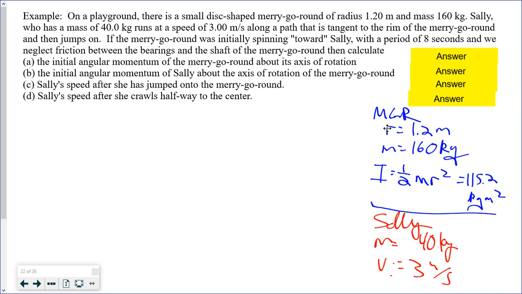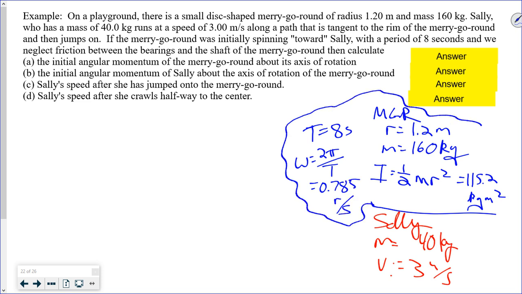So the merry-go-round was initially spinning towards Sally with a period of 8 seconds. Oh, man. All right, period is 8 seconds. I don't know why I wrote it this way. So we can find our corresponding angular velocity. Angular velocity is 2 pi over T. So 2 pi divided by 8 gives you 0.785 radians per second. We're going to neglect friction, and so on.